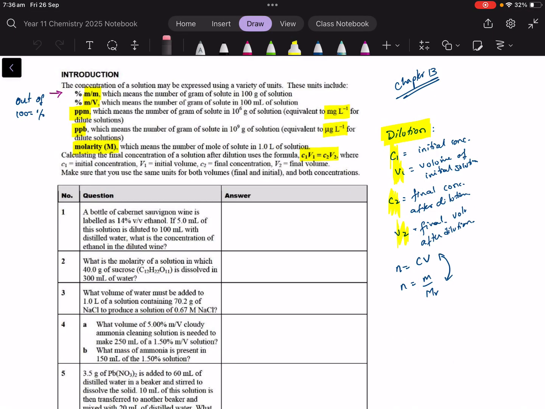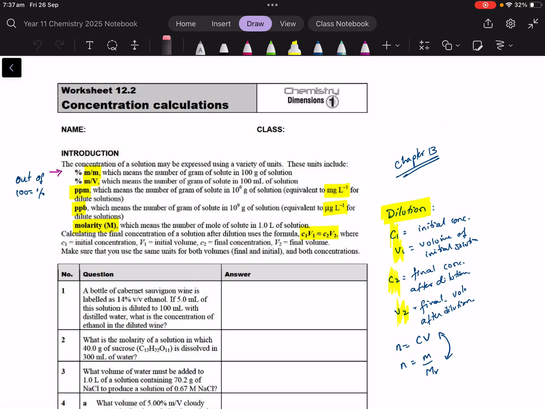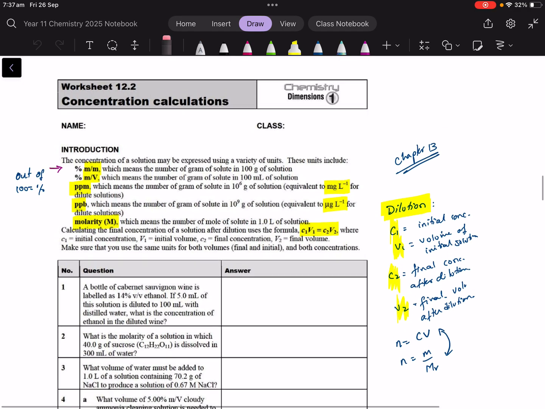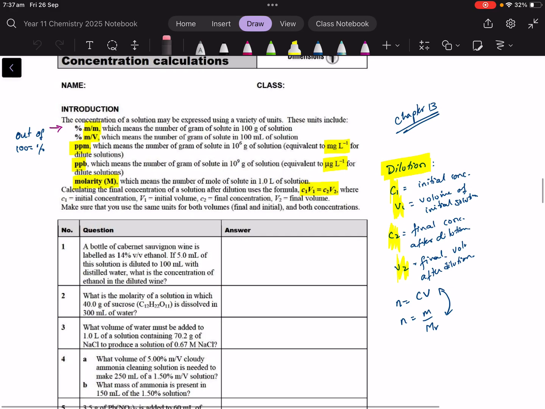Okay, good morning, class. I am going to now do my second recording on concentration, which is what I promised a couple days ago that I would do, continue doing the worksheets after you have done the chapter questions that I have allocated you as homework.